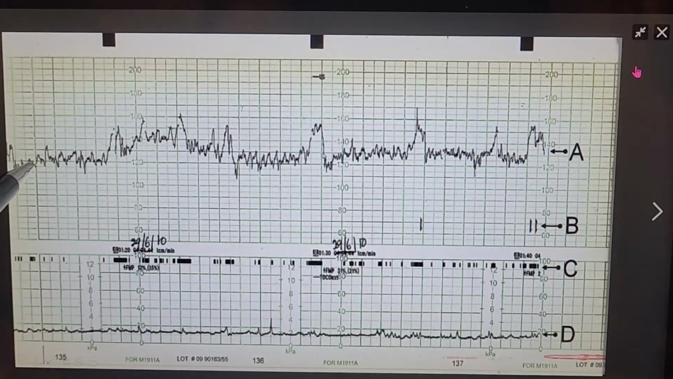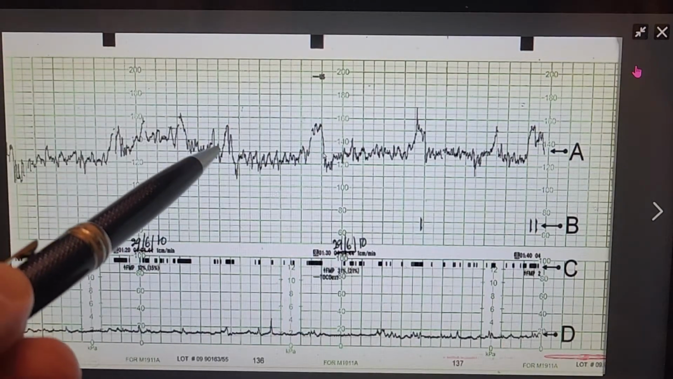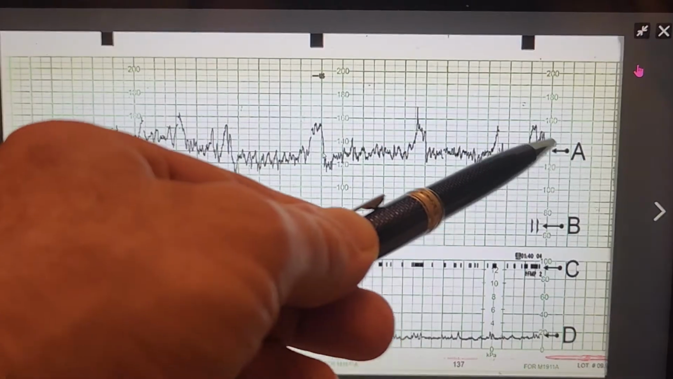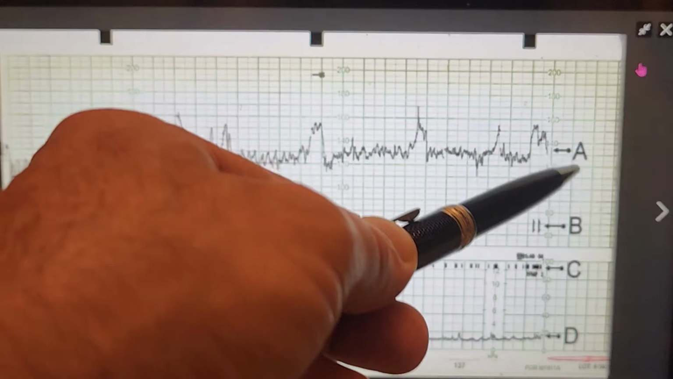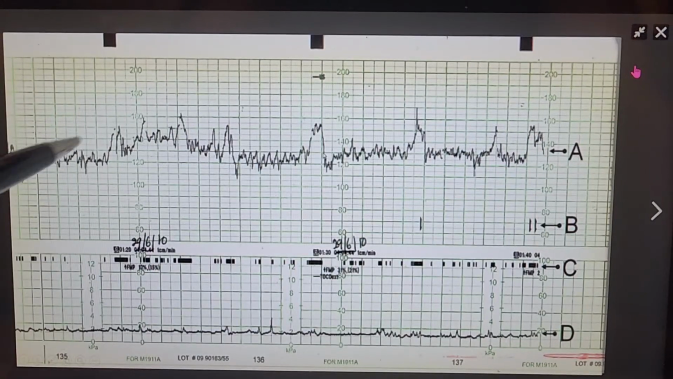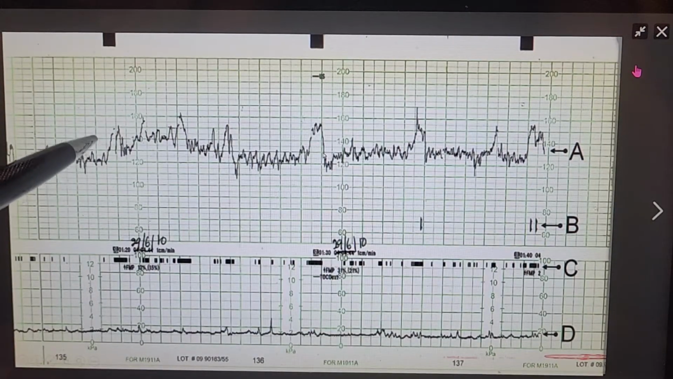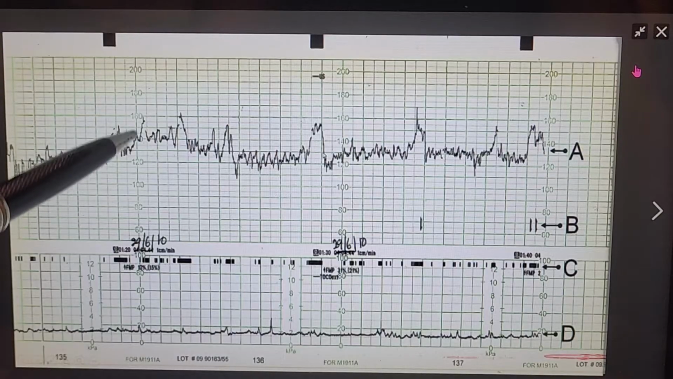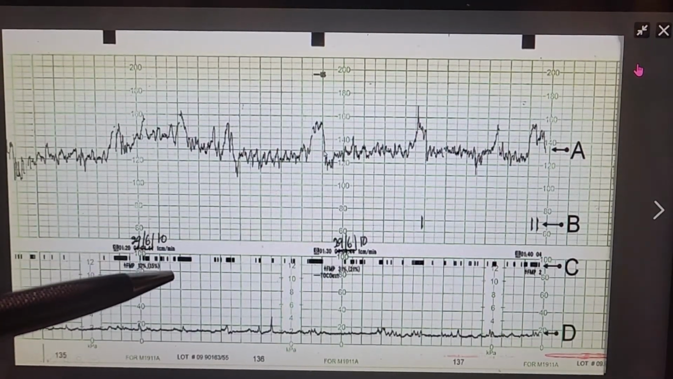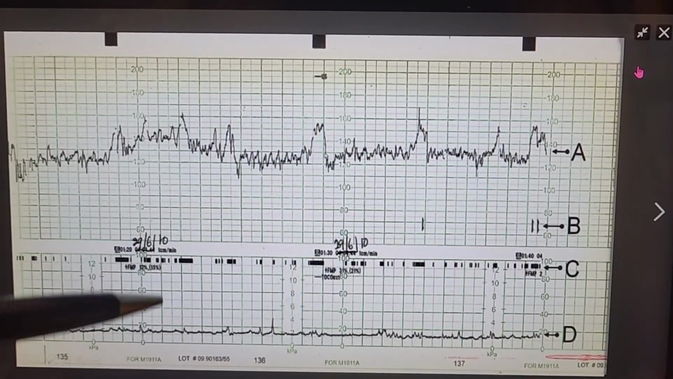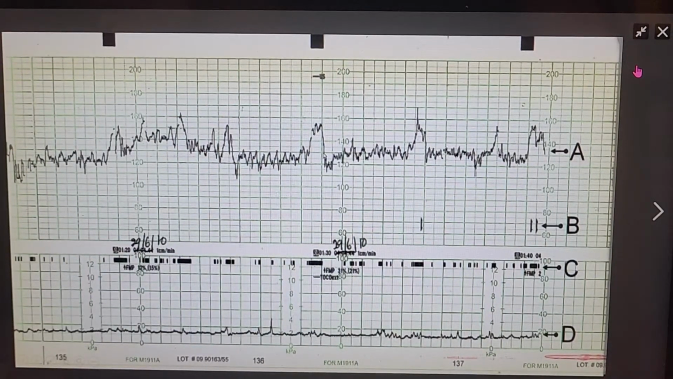If you're looking here, the whole strip is like a wave, like a big wave. So the long big wave is the long-term beat-to-beat variability. However, the short-term beat-to-beat variability is what we are describing here. And then we have accelerations, but now we're going to need to know what decelerations are.